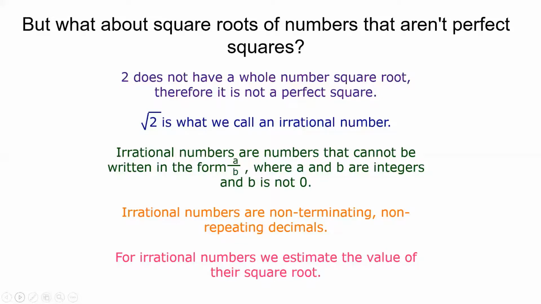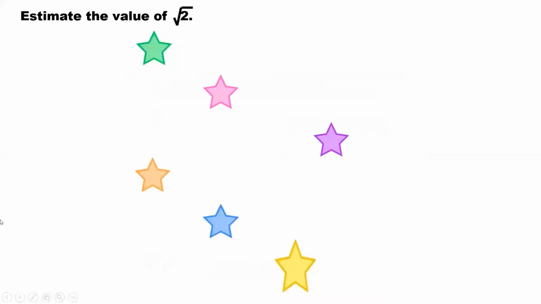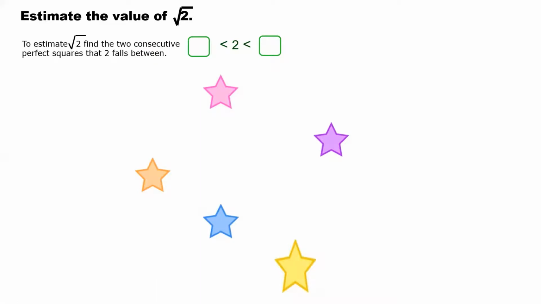Irrational numbers are non-terminating, non-repeating decimals. For irrational numbers, we estimate the value of their square root. So how do we estimate the value of the square root of 2? To estimate the square root of 2, find the 2 consecutive perfect squares that 2 falls between. In this case, it would be 1 and 4.